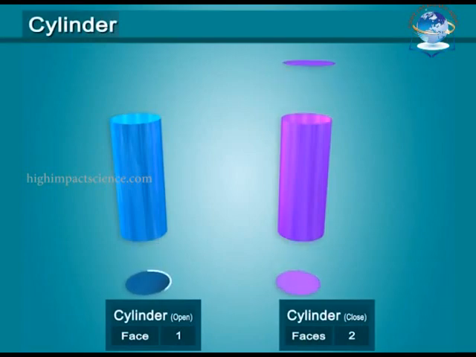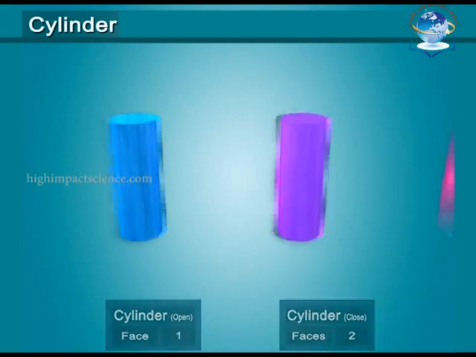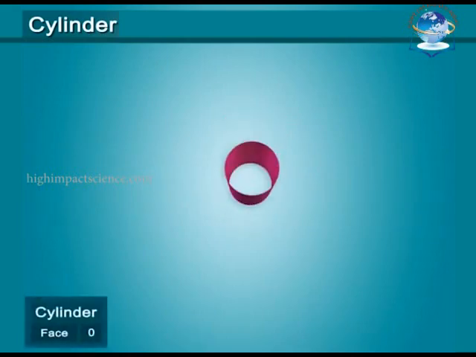If it is open on one end, it will have 1 face. But if it is closed, it will have 2 faces. A hollow cylinder does not have any face.